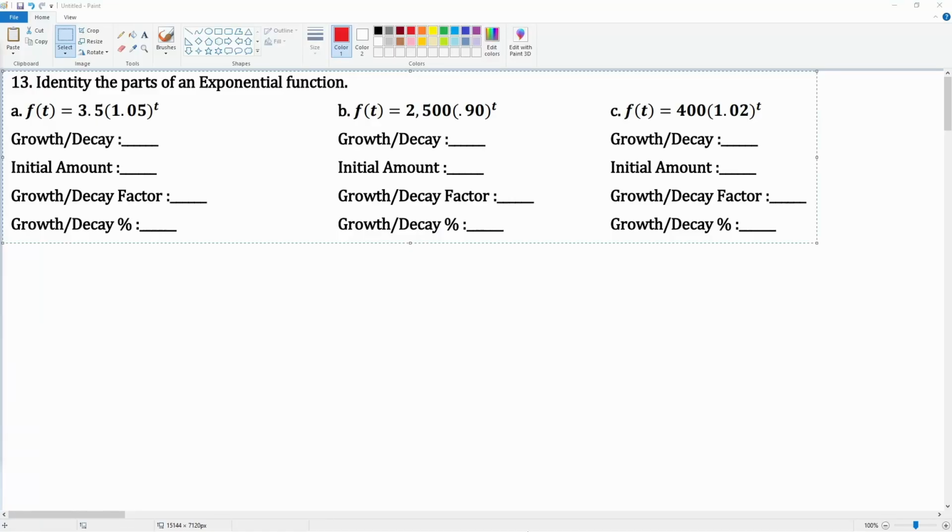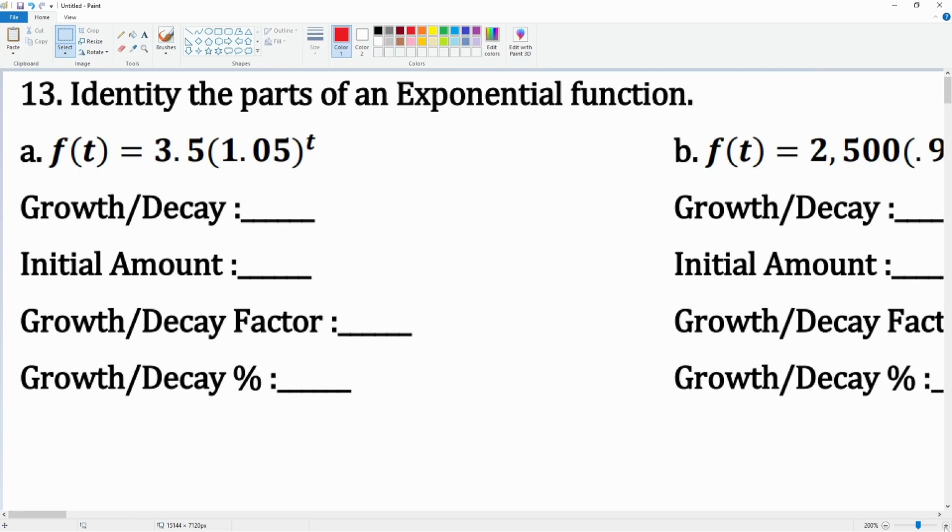Okay, number 13, you're going to identify the parts of the exponential function. Just to remind you what the exponential function is, it is written as a(b)^x. Here we look at the a value. The a value here is going to be 3.5. The b value here is going to be 1.05.